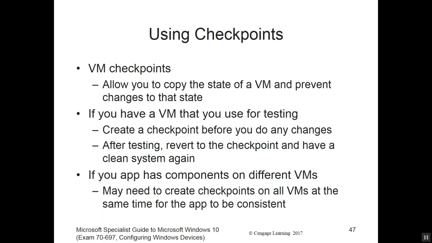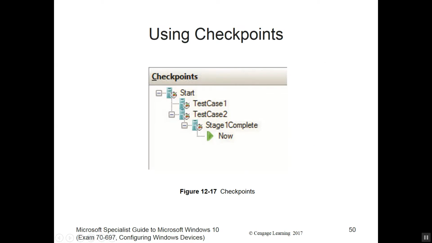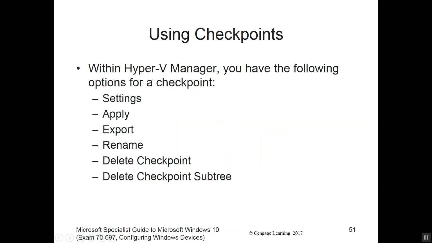And they don't go away like restore points when you go back to a previous version. So it could be different versions of this virtual machine based on the different checkpoints. Let me go to this checkpoint. Now I know what that status is. Let me go to this checkpoint. Oh, it's configured a different way now. So checkpoints are a great resource when it comes to VMs. Once you've created the checkpoints, they're all listed down at the bottom. Here's our checkpoints, the different cases. We can get the following options for a checkpoint: settings, apply, export, rename, delete checkpoint, or delete the checkpoint subtree.